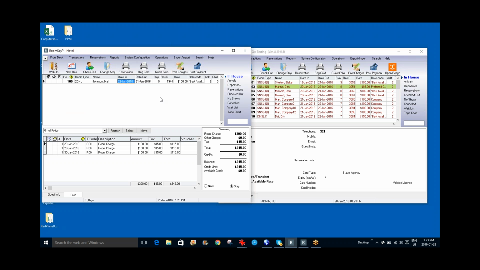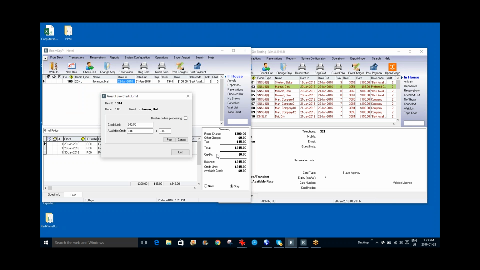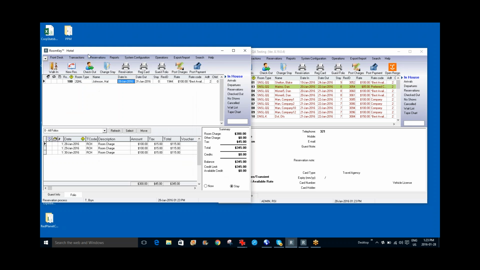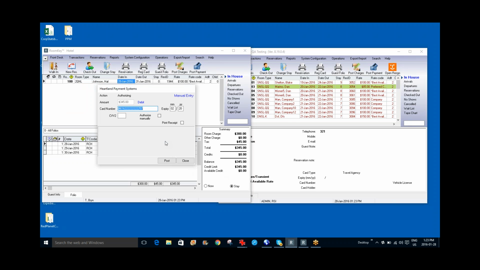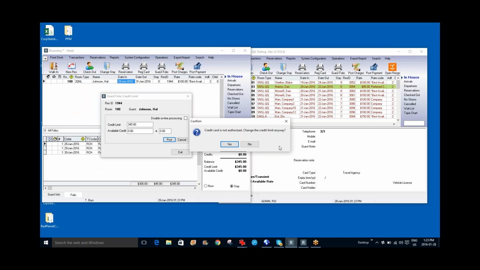Can it auto-calculate that additional night? Well, it does auto-calculate, right? Because when the guest folio credit limit comes up, the credit limit is automatically up. Yeah, it always has, without authorizing. So what they had to remember to do was go into the credit transaction, click post, and then it would authorize for the additional. So at least this way, hopefully they go, oh, right, I've got to increase the limit.